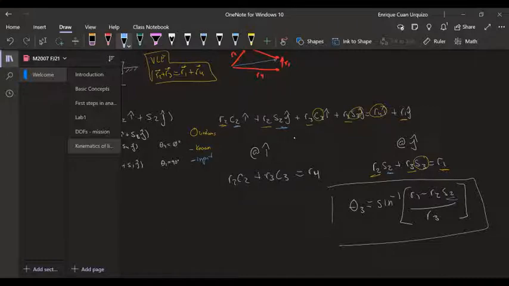How do I get R4? There's a very easy and simple way to do it. And that is by simply substituting theta 3 here, and the only unknown you have in the first equation is R4, so you can work out R4.